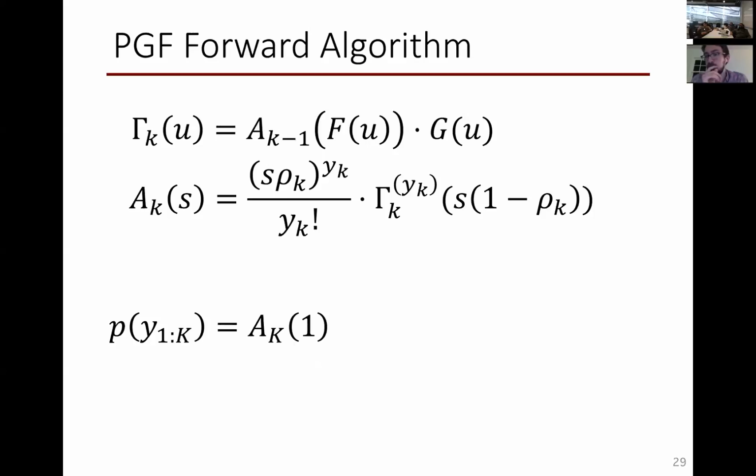Yep. What are the derivatives taken with respect to? Is it the u variable? Yeah, it's with u. Here I'm occluding u, so s times 1 minus rho k is u. Gotcha, thanks. Yeah, so if you look back, here's gamma k. If you were to plug this into this step of the recurrence, you're setting u equal to s times 1 minus rho k.